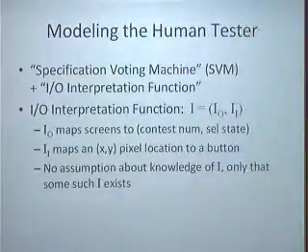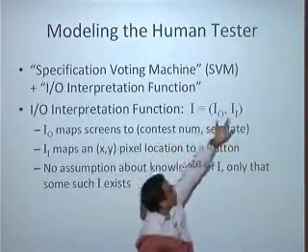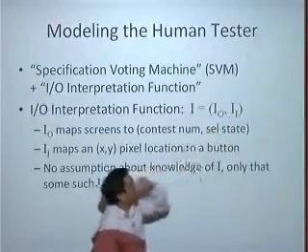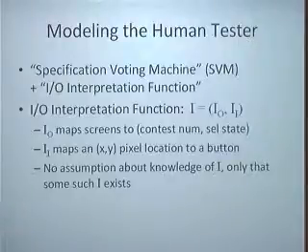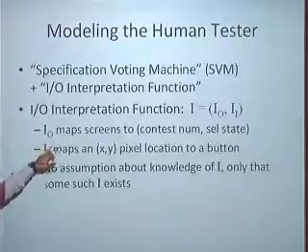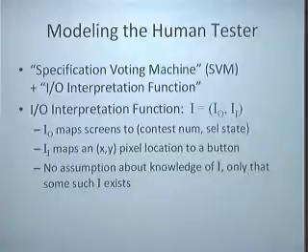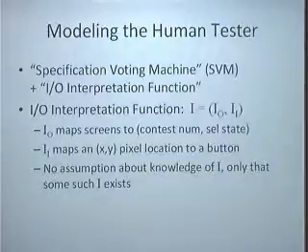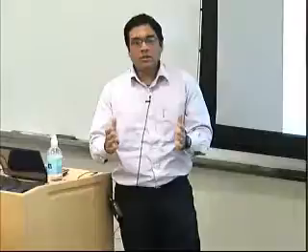We assume that for every human voter, they have a function which is basically a pair of functions, I sub O and I sub I, which have to do with how they interpret output and input. The output interpretation function, I sub O, is a mapping from bitmaps, from screens, to a pair of the current contest number and the selection state. So the idea is the voter looks at the screen, and by looking at the screen, they try to interpret what contest they are on and what has been selected in that contest.